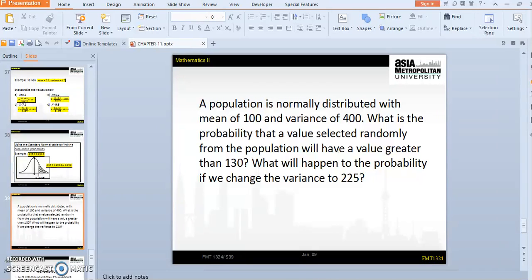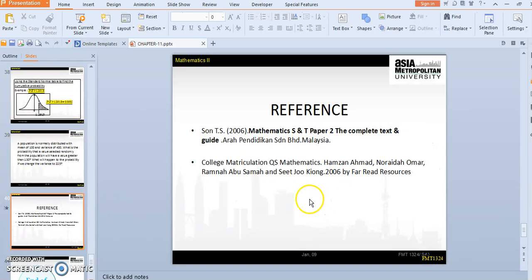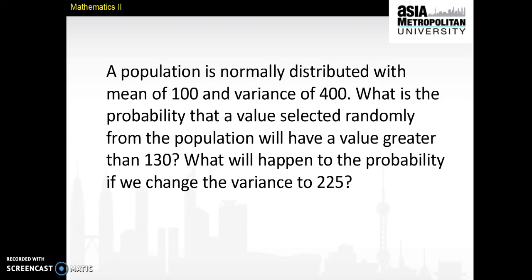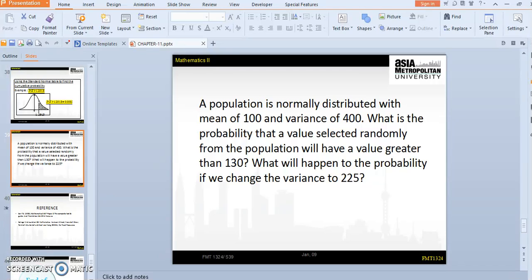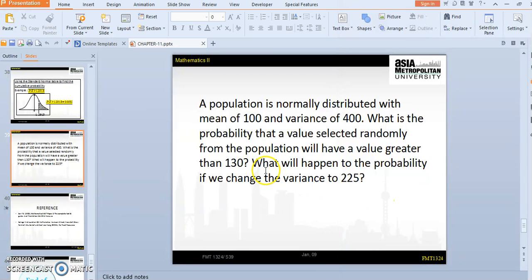So let's have a look at the answers here. Oh, there's no answers. So this is the first one. The probability that a value selected randomly from the population will have a value greater than 130 will be equivalent to 0.0668.